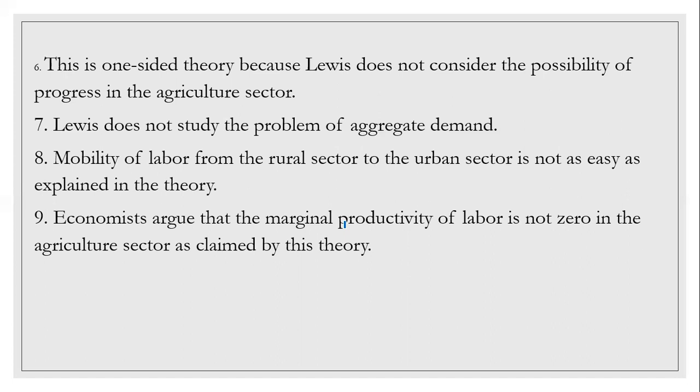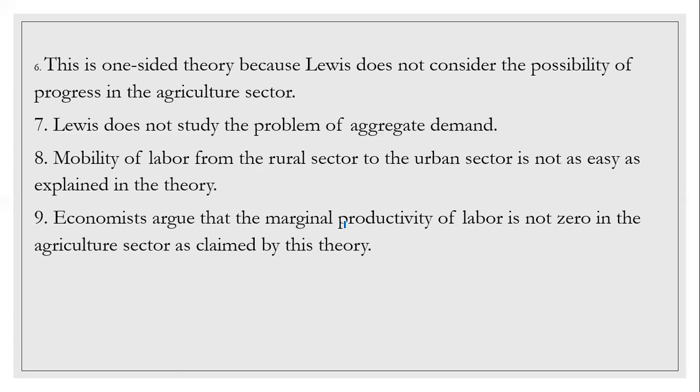Next, Lewis does not study the problem of aggregate demand. So here there is no mention of aggregate demand. Now, mobility of labor from the rural sector to the urban sector is not as easy as explained in the theory. The theory assumes that people will move from the rural sector to the urban sector. But it is not as easy because there may be restrictions on movement, and it requires more transportation, and it requires the urban sector to provide more and more amenities to the rural people. Then only they will be attracted to the urban sector.